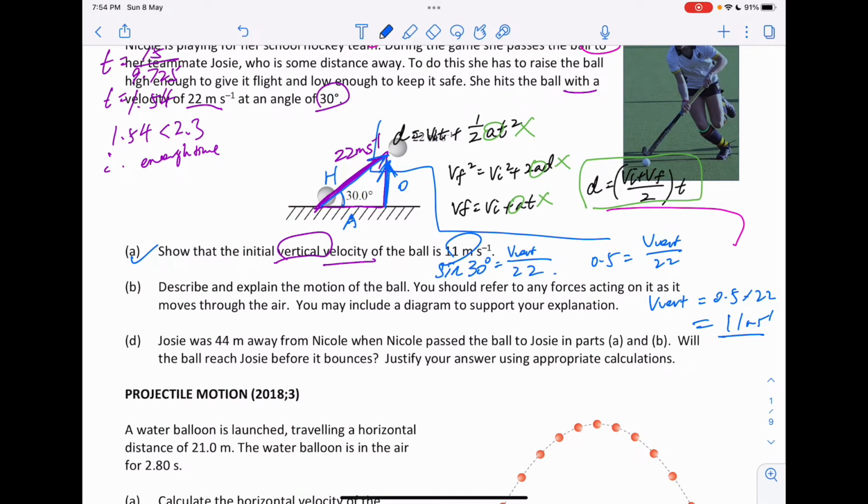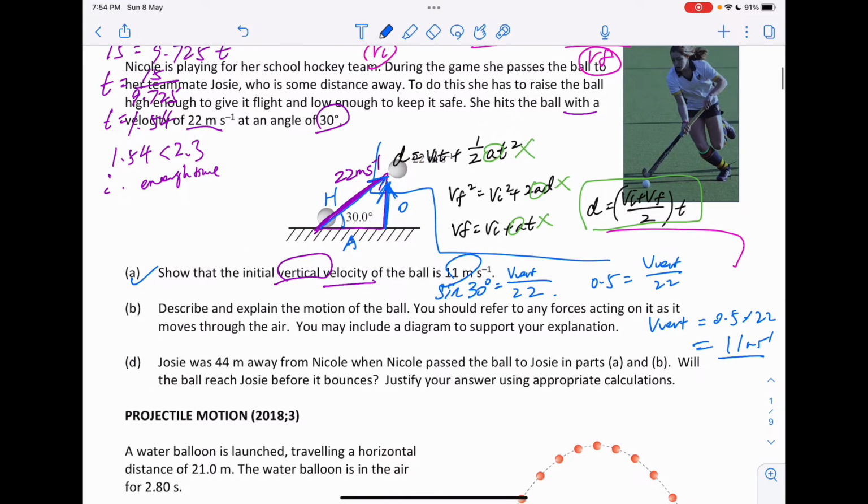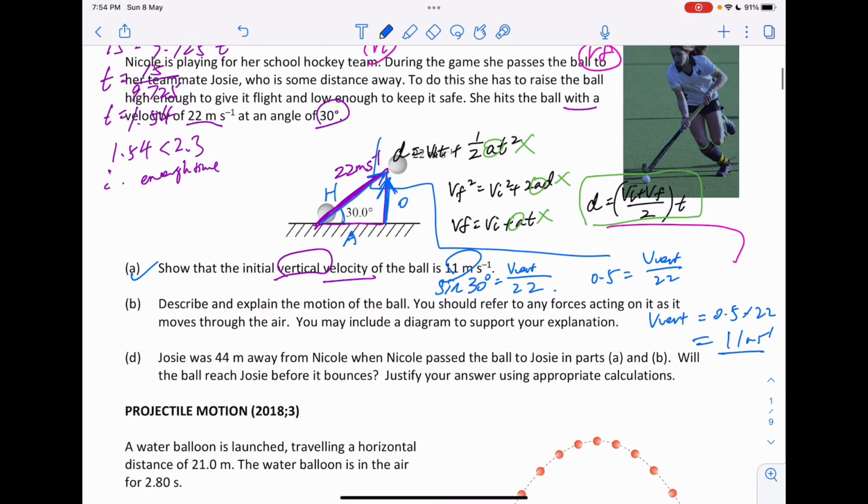The ball starts with a velocity of 20 meters per second, and its velocity decreases till it reaches the top of the path, and then decreases due to the acceleration due to gravity. So then it decreases the motion of the ball.